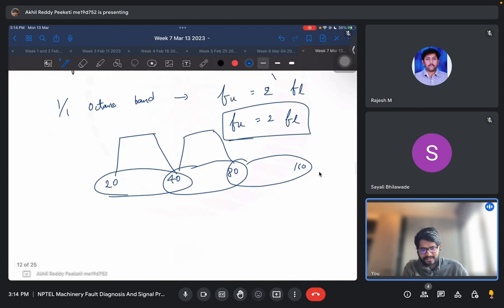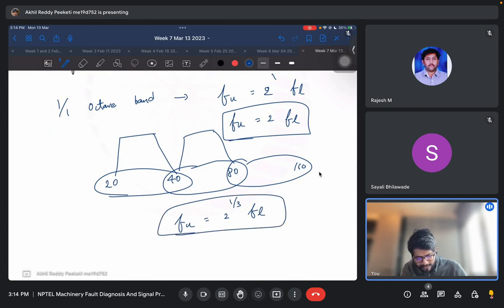And if n is 3, then Fu is 2 power 1 by 3 times Fl. So correspondingly the bands will be created.